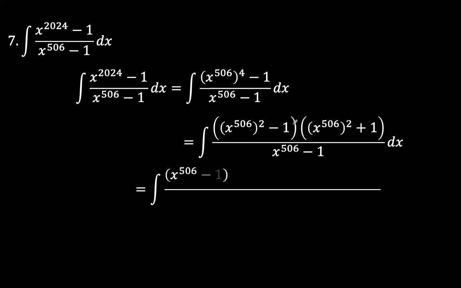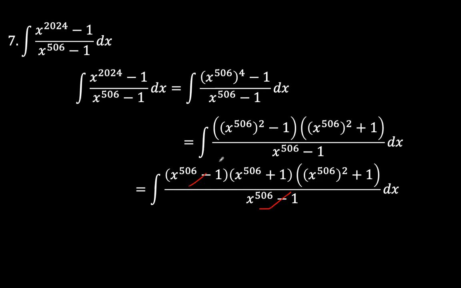And so we can also expand this further. And so we have x to the power 506 minus 1 times x to the power 506 plus 1 times, in brackets, x to the power 506 squared plus 1. As you can see, this and this cancel out. So we're left with the product of x to the power 506 plus 1 times x to the power 506 squared plus 1. And then we can expand that easily.